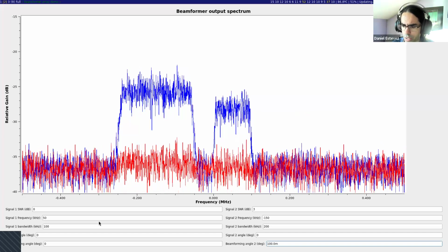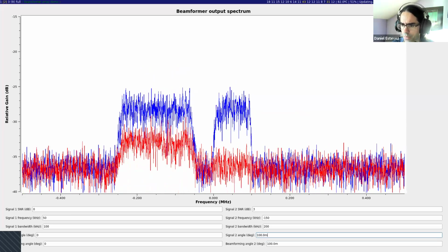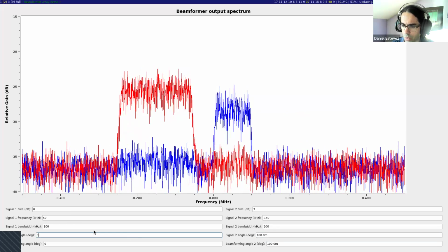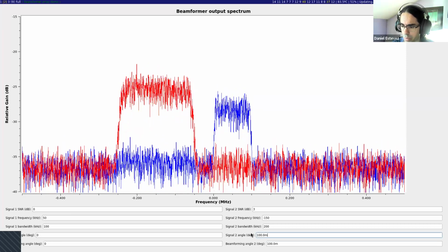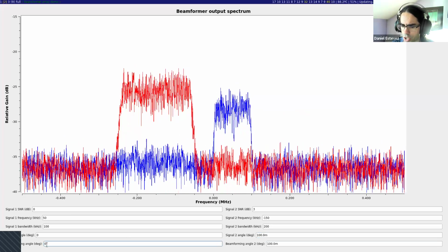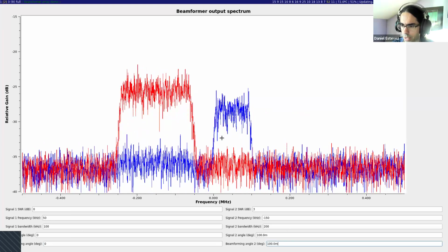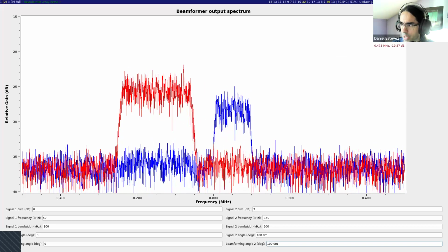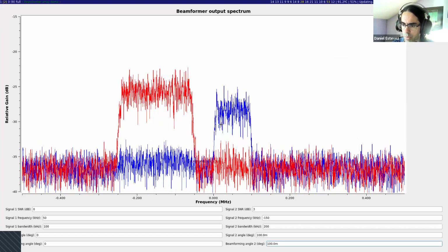Why is this useful? Because, for example, signal number 2 is actually coming from that direction. Then we see that we have two signals. They are separated on the sky by 0.1 degrees. There's one coming from 0 degrees, the other one coming from 0.1 degrees. And by pointing each of the beamformers to the appropriate direction, we can separate the two signals. You can see the blue signal is on the first beamformer output, the red signal is on the second beamformer output. And this is also true if the signals overlap in frequency.